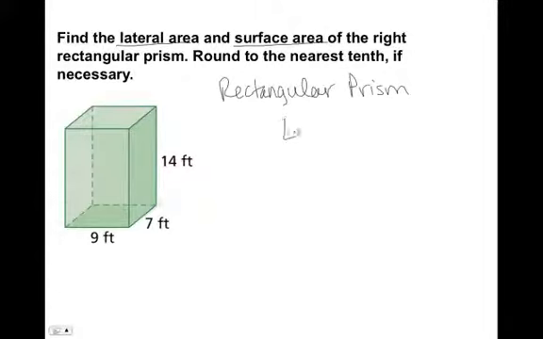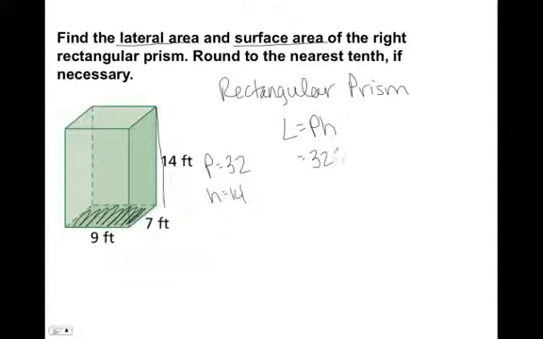So let's look at the lateral. Looking at your formula chart, here's our formula. Let's make our list. The perimeter and the height. Remember, this is perimeter of the base, so I'm going to shade in the base so we can keep that separate. So the perimeter, we just add up all the sides and we get that it is 32 feet. The height is what's connecting the two bases, which is 14 feet. From here, we just substitute in and we get that it has a lateral surface area of 448 feet squared.